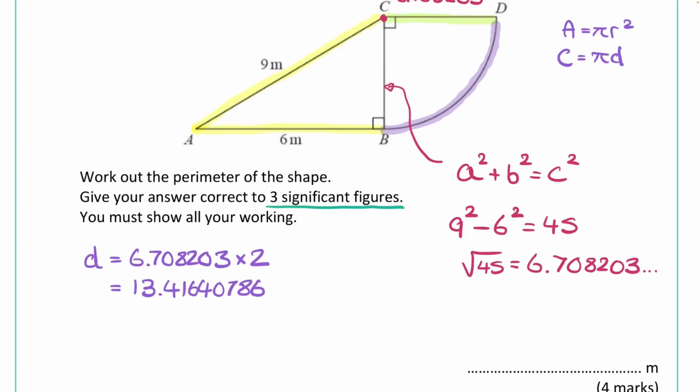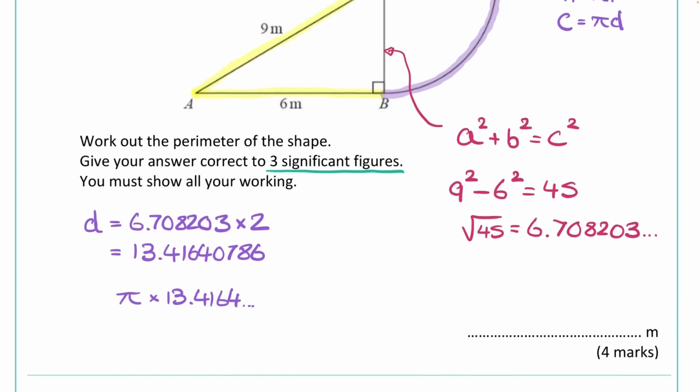So the circumference is pi times 13.4164. I'm not going to write the whole thing down there because I'm just going to press times pi on my calculator. Make sure you press the right button. There we go. And that for me, for the circumference, comes out as 42.14888 and a few more decimals.